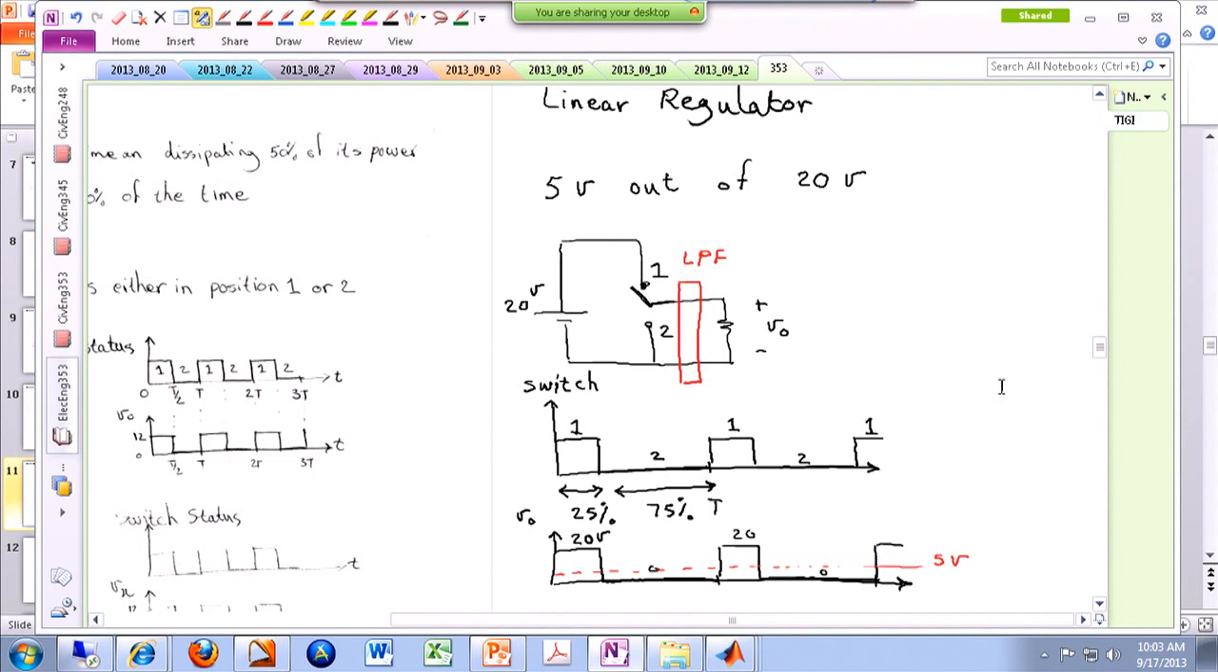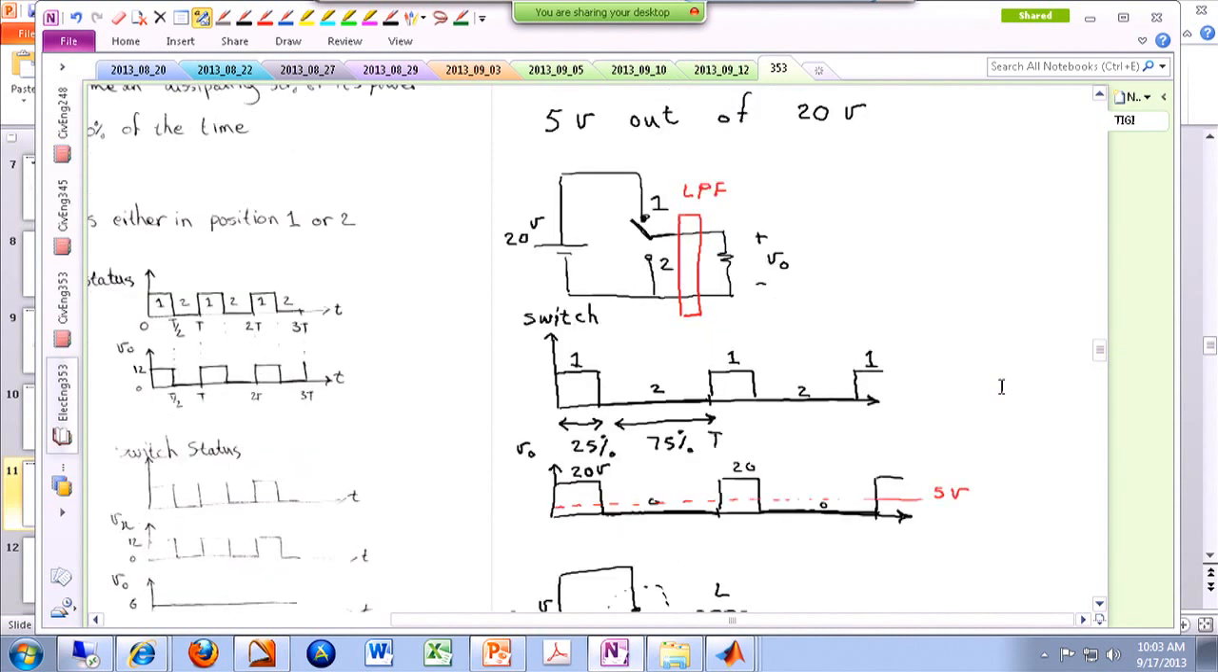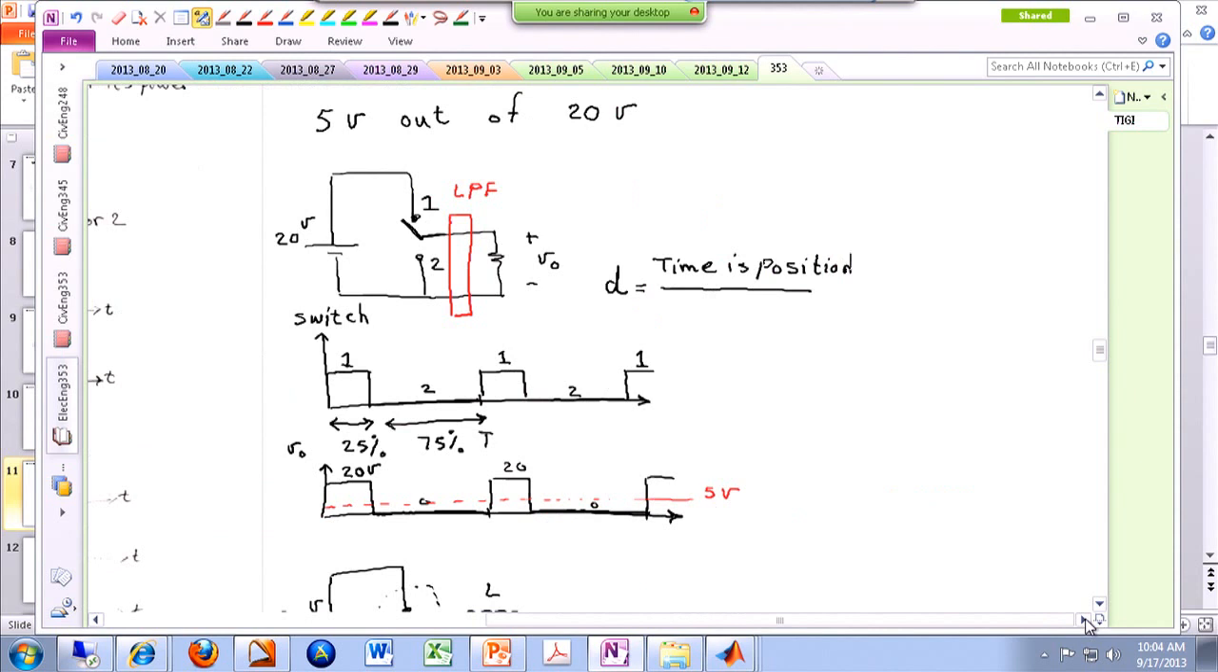So this gives us a sense of what portion of the time we are in position number 1 and what portion of the time the switch is in position number 2. There is something defined as the duty cycle. So in this particular case, my duty cycle is 25%. So the duty cycle is defined as the percentage of time, or maybe time, that we spend in position number 1 divided by the entire period. Okay, so please remember this is my entire period.